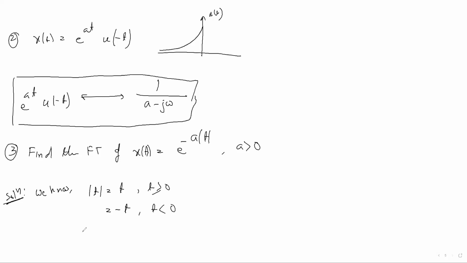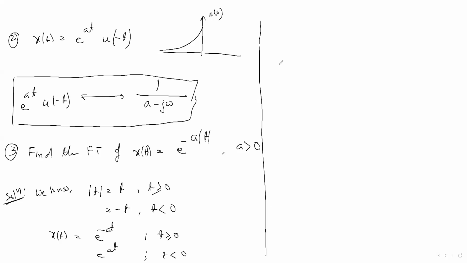Okay. So now what can you write? Now you can write x(t) equal to how much? e to the power minus a t for t greater than or equal to 0, or you can write e to the power a t when t is less than 0. Okay. So if you try to find the Fourier transform X of omega, then it will be the integral from minus infinity to infinity of x(t) e to the power minus j omega t dt. Okay.